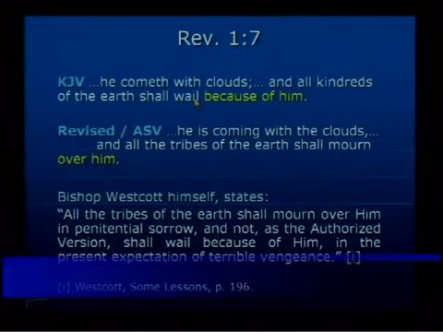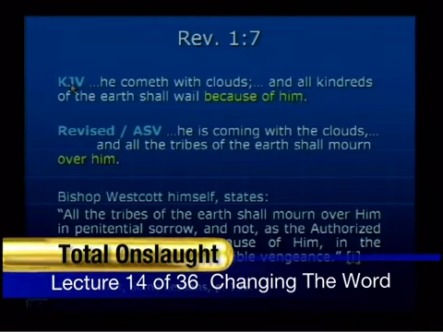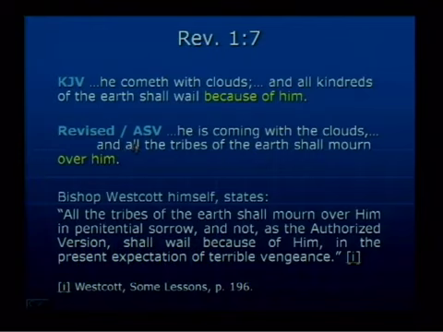Revelation 1:7. "He cometh with the clouds, and all kindreds of the earth shall wail because of Him." Notice this change. King James Version: "because of Him." The Revised: "He is coming with the clouds, and all the tribes of earth shall mourn over Him." Now, what does it mean? Remember that Hort said, we'll change it here a little bit, we'll change it there a little bit. Bishop Westcott himself states, "all the tribes of the earth shall mourn over Him in penitential sorrow, and not as the authorized version shall wail because of Him in the present expectation of terrible vengeance."